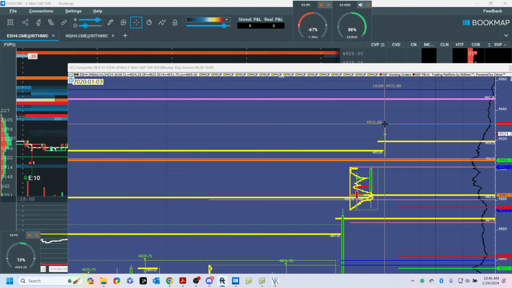49.31 is called a low volume node in a high time frame. It's an outside edge. For us to move higher, we need to take this out. So now I'm going to show you the trades, but you wrote these down.